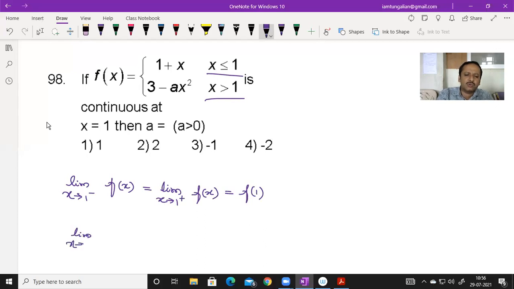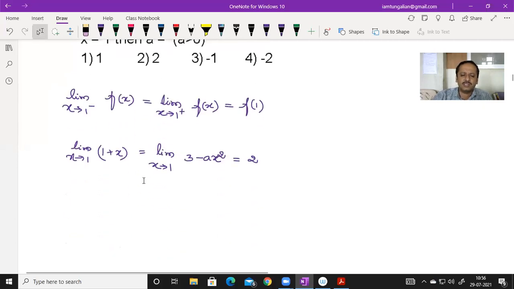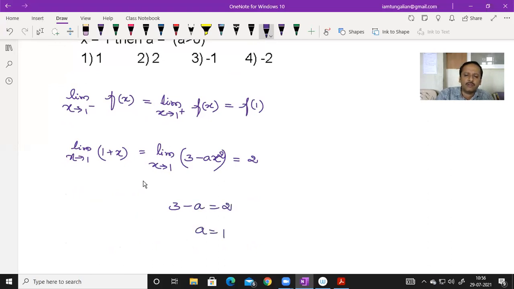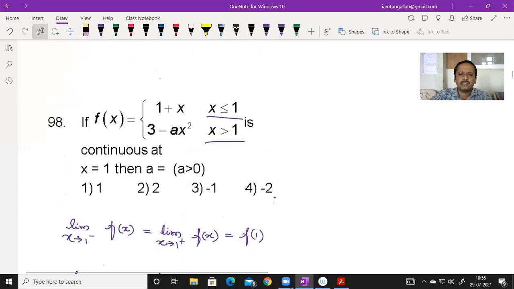So limit x tends to 1 minus, when x approaches 1 from left side, there the function is defined as 1 plus x. That's equal to limit x tends to 1 from right side, there the function is defined as 3 minus ax square, is equal to f of 1. Put x equal to 1 there, 1 plus 1, that will give you 2. Okay. So here also, this will also give you 2. Here, if you apply the limit as x tends to 1, you are going to get 3 minus a is equal to 2. Therefore, a is equal to 1. Put x equal to 1 here, 3 minus a you get, which is equal to 2. Hence, a is equal to 1. Once again, first option. Next.